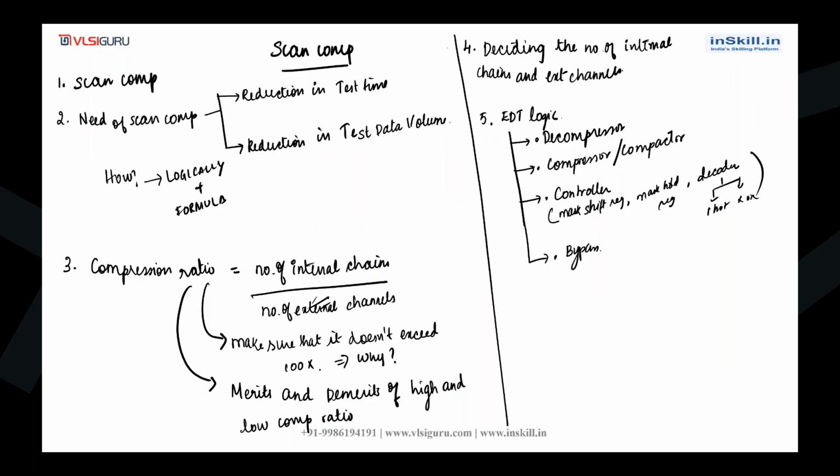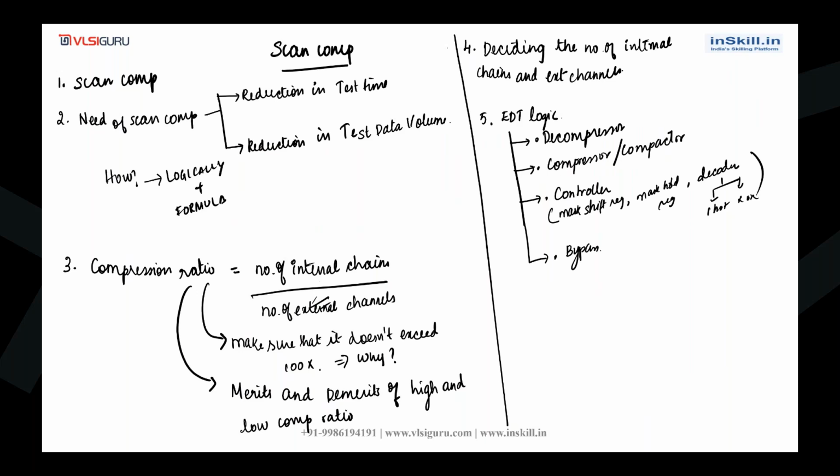So you'll be having a decompressor, then a compressor or compactor logic, and a controller logic. Inside the controller, you have the mask shift register, mask hold register, and then the decoders, so one hot and XOR decoder. And then you'll be having the bypass logic. So we will try to understand each and everything.